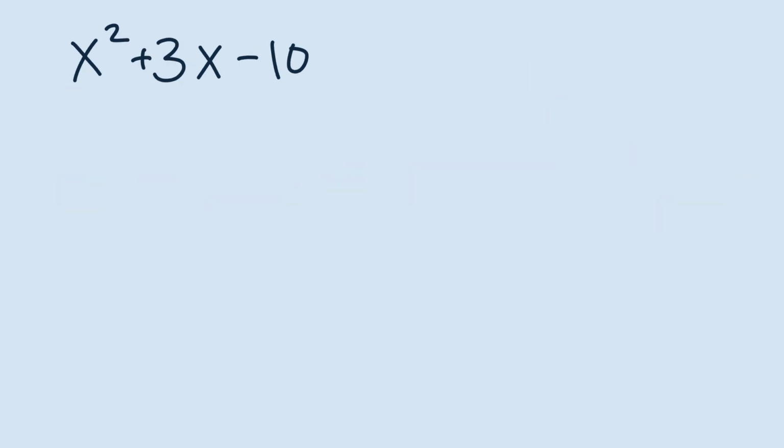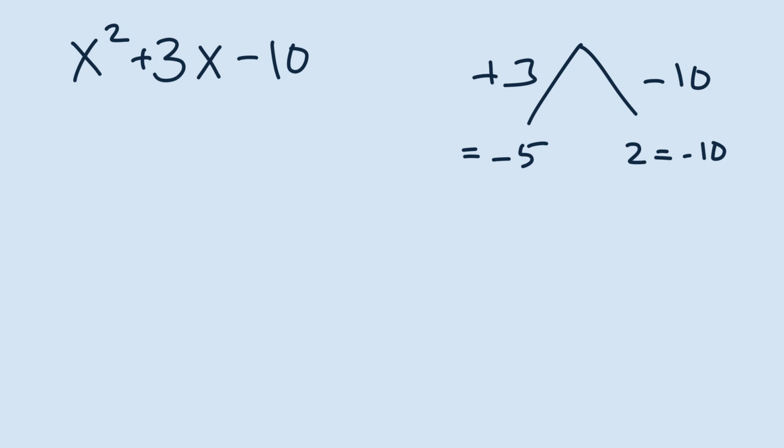Try to solve this question, then check your answer. X squared plus 3x minus 10. So we need two numbers that multiply to give negative 10 and add up to positive 3. Let us start with negative 5 and 2. Negative 5 times positive 2 is negative 10. When we add up these two numbers, negative 5 plus 2 is negative 3. So this is completely different than what we have here.